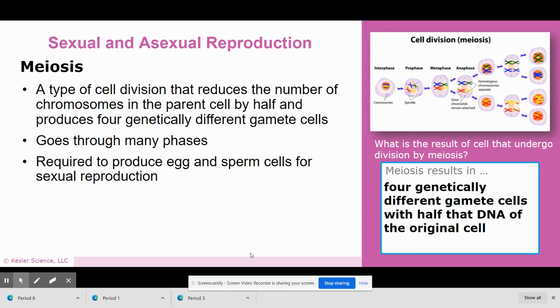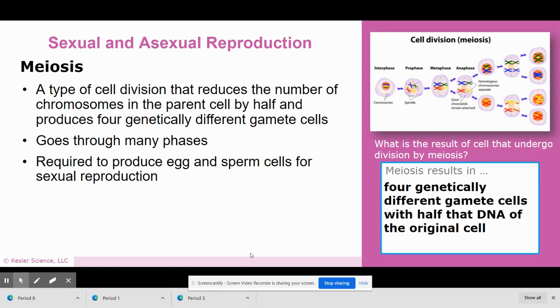Meiosis is a type of cell division that reduces the number of chromosomes in the parent cell by half and produces 4 genetically different gamete cells. It goes through many phases. There are 2 sets of divisions. If you take a look at the diagram, you can see it divides once into 2 cells and then divides again, and you end up with 4 cells. This is required to produce egg and sperm cells for sexual reproduction.